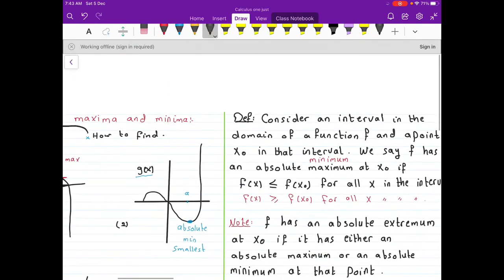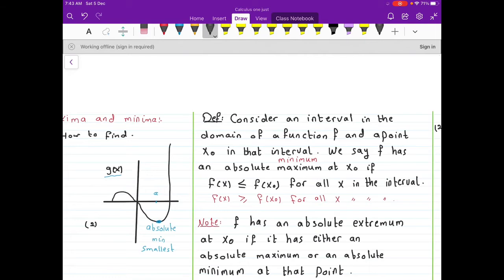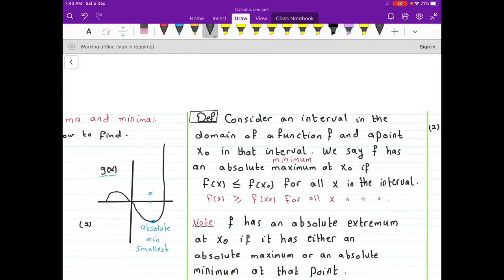Okay, now, definition. What do we mean by absolute maximum and minimum? Consider an interval in the domain of a function f and a point x naught in that interval.